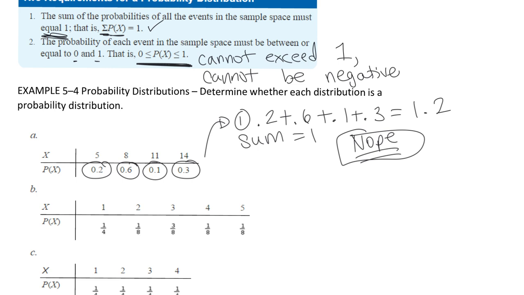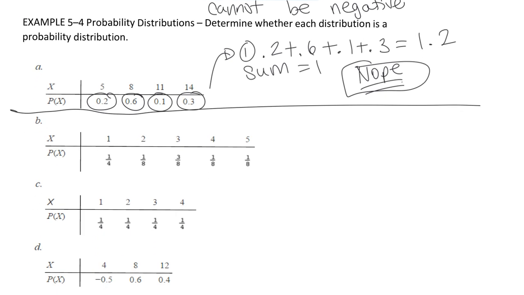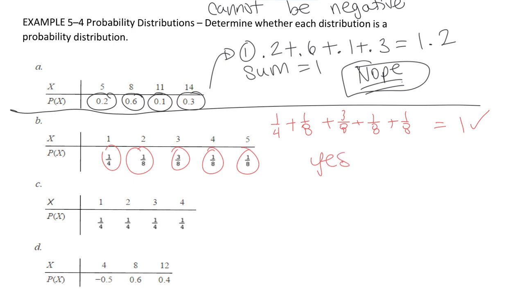All right, what do you think about letter B? I'll give you a moment to type letter B into the chat. All right, you all are correct. When I add these together, do I get 1? That's what I have to ask myself. Those are fractions, so I wouldn't necessarily add them completely by hand. You can if you want to, but feel free to use your calculator. If you add these together, you should get 1. Since you get 1, we're going to say yes, this is a probability distribution, because the sum is equal to 1.